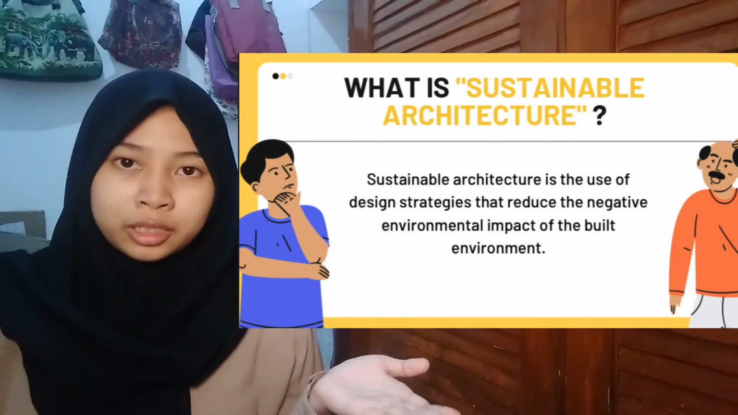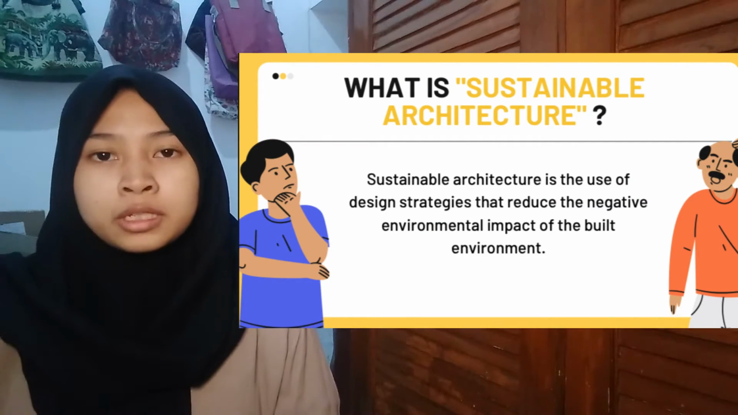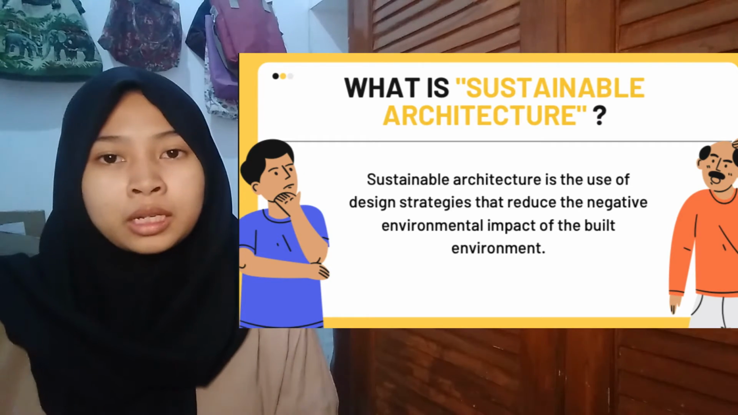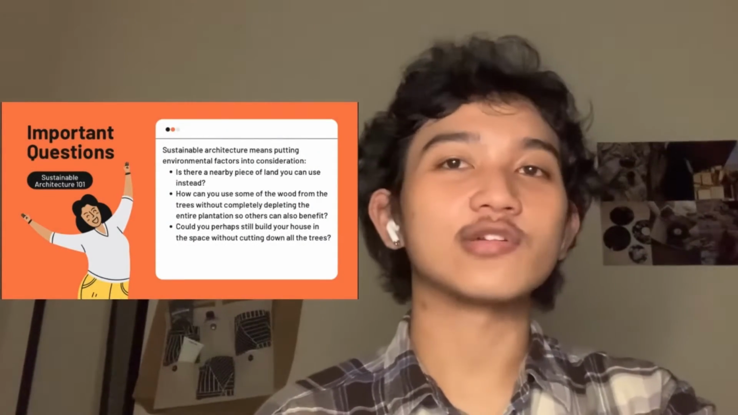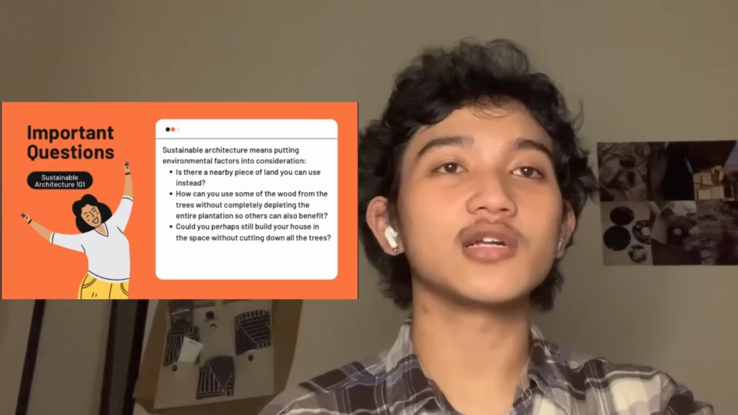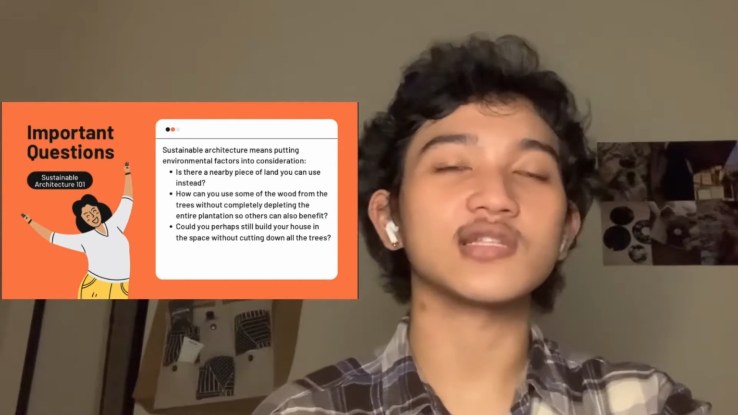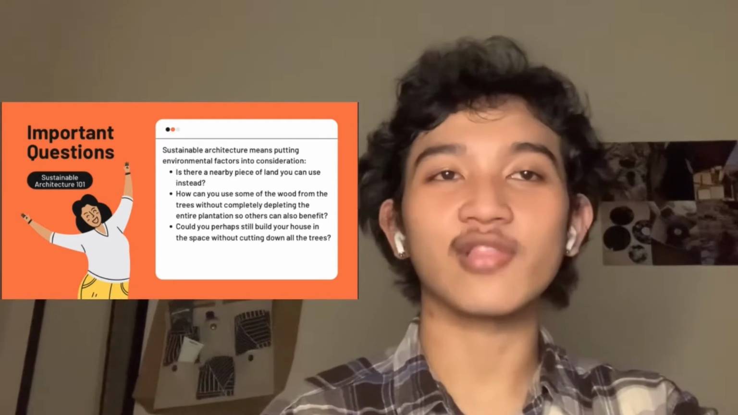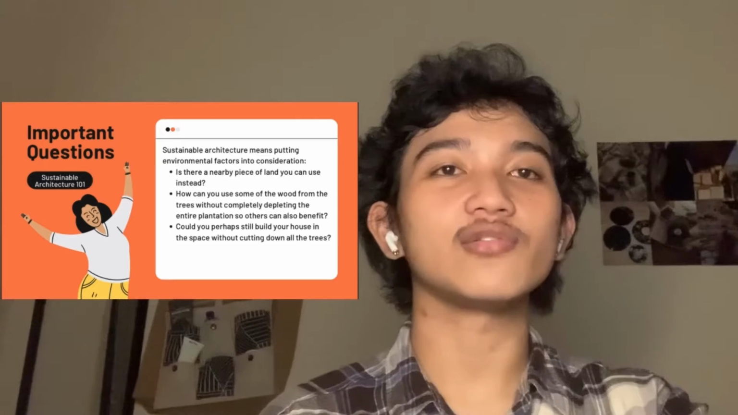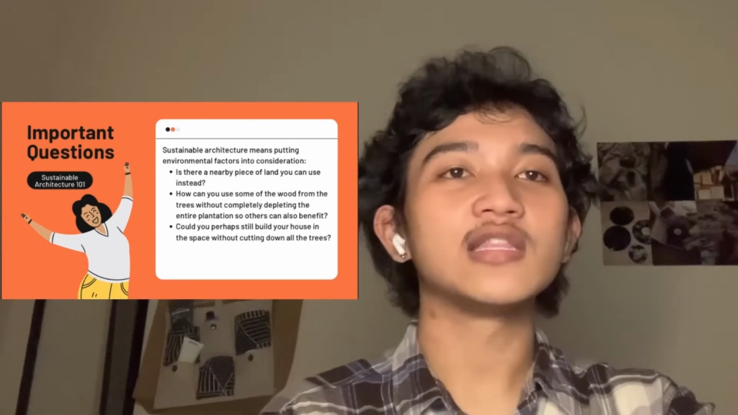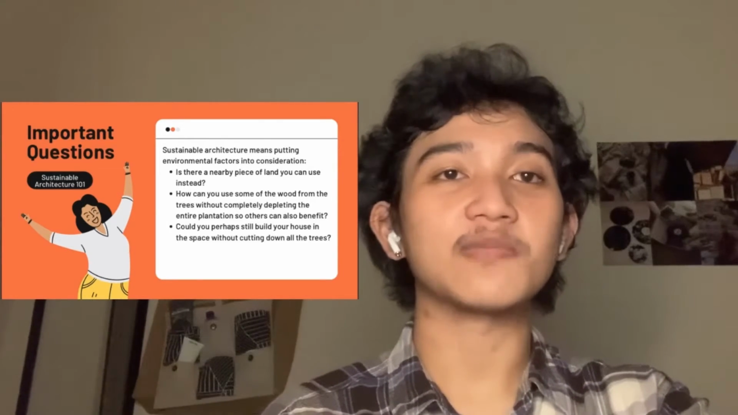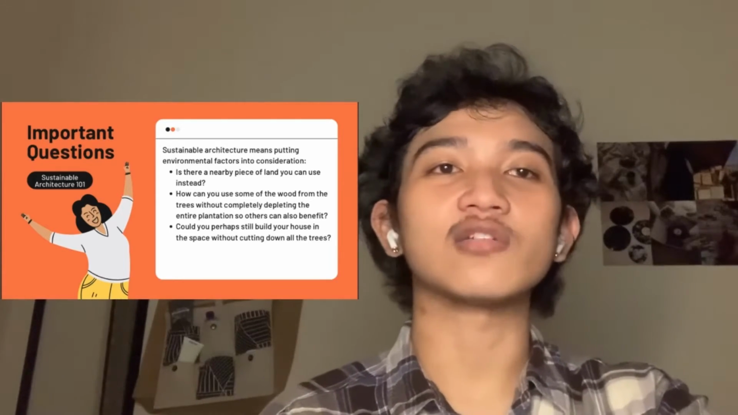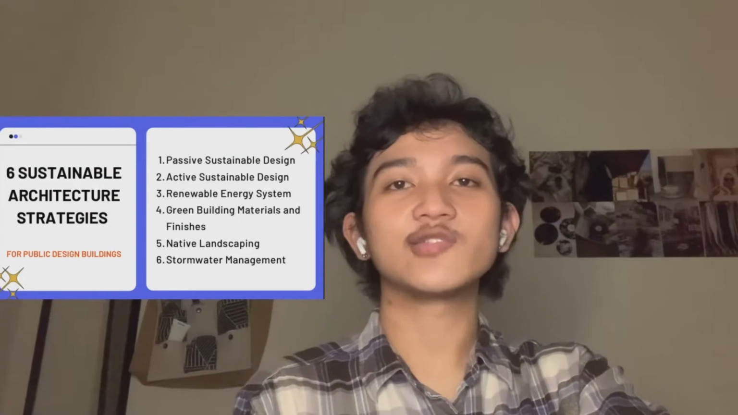What is sustainable architecture? Sustainable architecture is the use of design strategies that reduce the negative environmental impact of the built environment. So now we move to important questions for sustainable architecture. Sustainable architecture means putting environmental factors into consideration. The first one is, is there a nearby piece of land you can use instead? Number two, how can you use some of the wood from the trees without completely depleting the entire plantation so others can also benefit? Number three, could you perhaps still build your house in a space without cutting down all the trees?